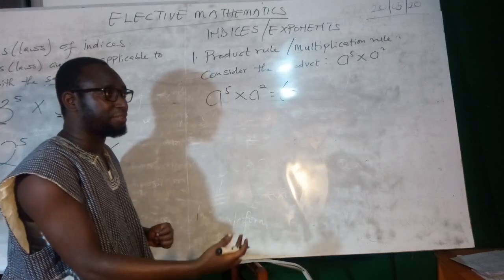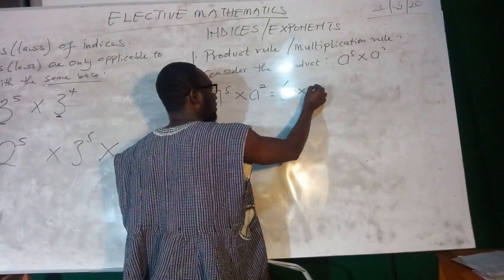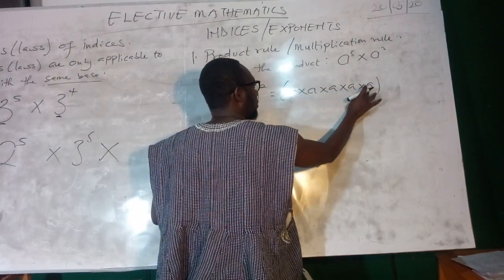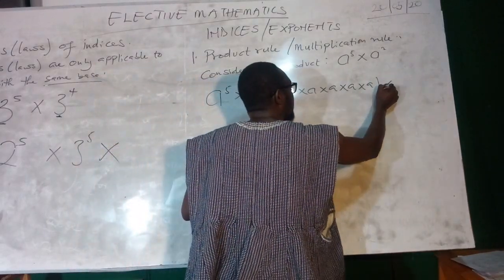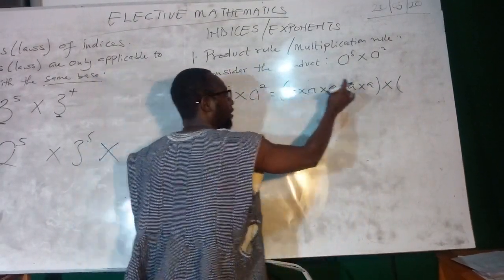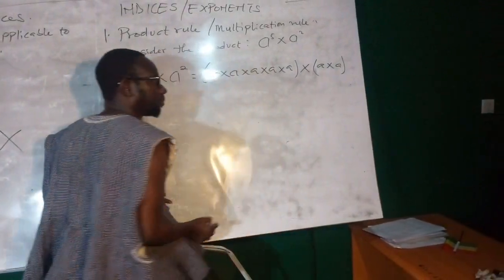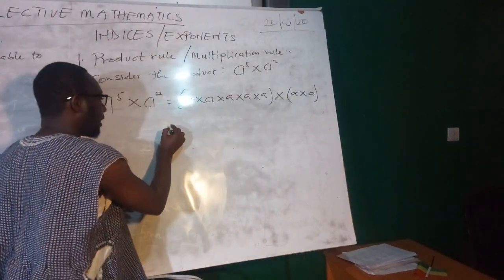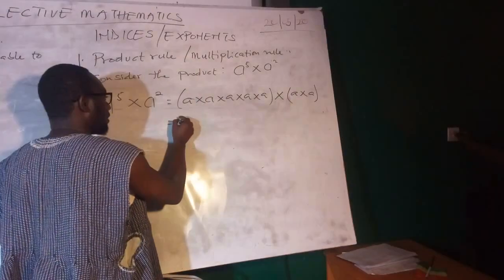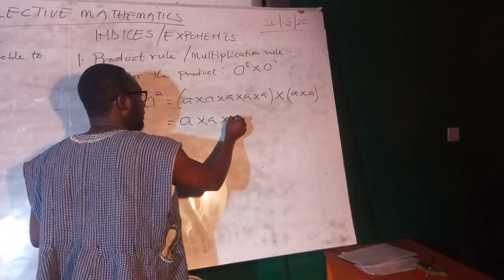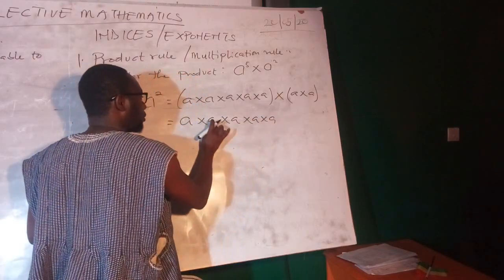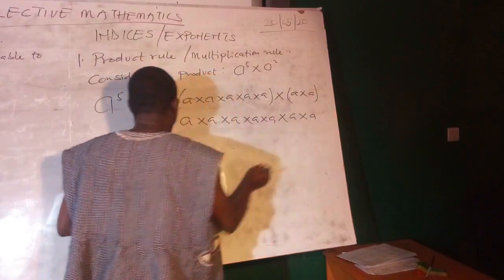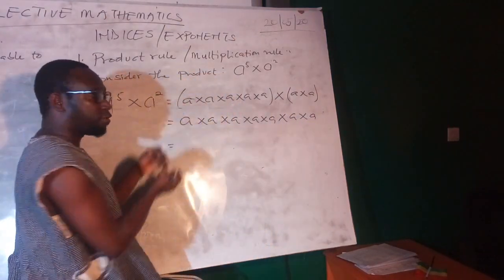So writing this in expanded form, A exponent 5 means that the A is being multiplied 5 times. So we write A times A times A times A times A. So 1, 2, 3, 4, 5. We have a product here. Now A exponent 2 is also A times A. Now our next step is taking away the brackets. So we write this as A times A times A times A times A, so 1, 2, 3, 4, 5 for the first bracket. Then we have a product here, then A times A.